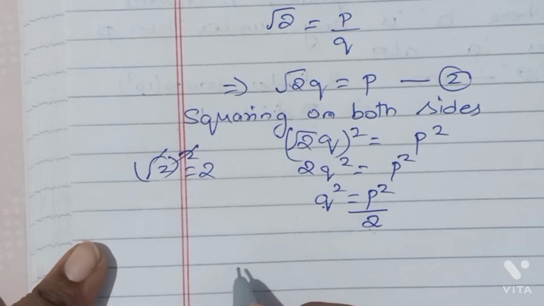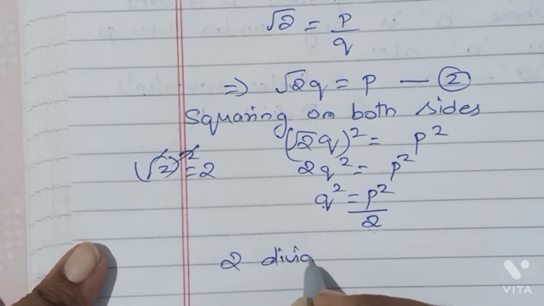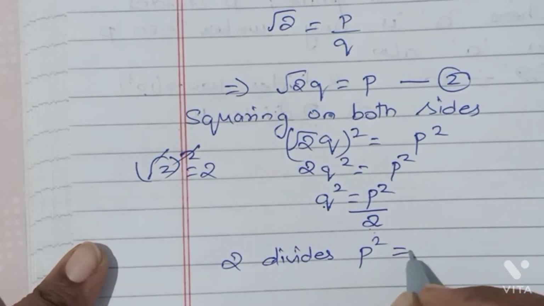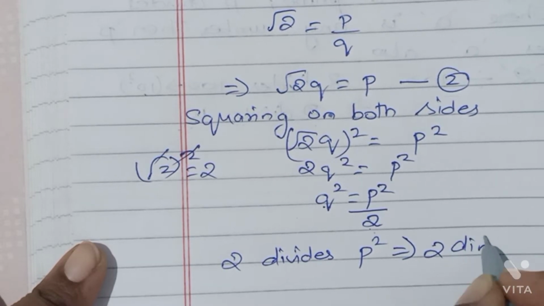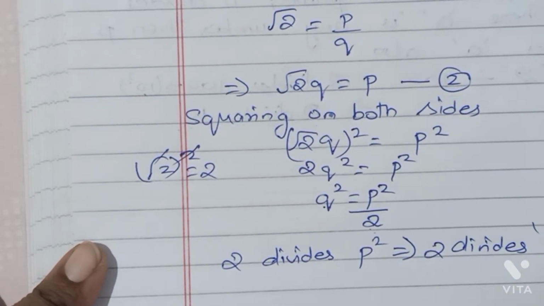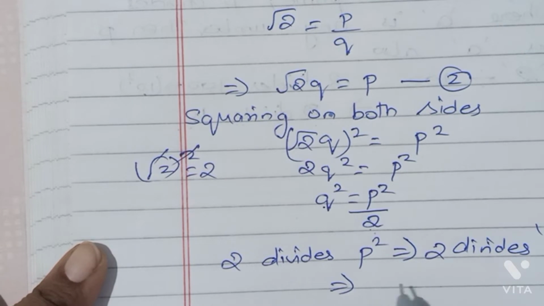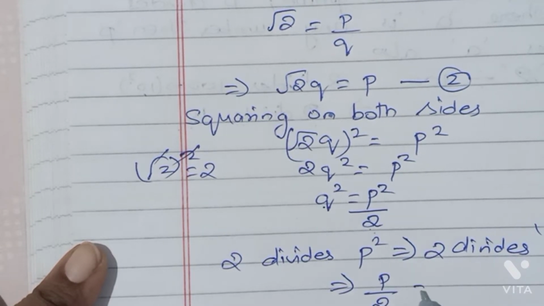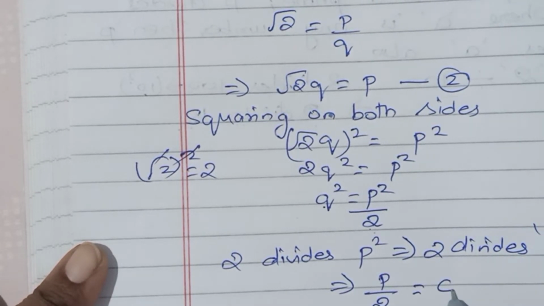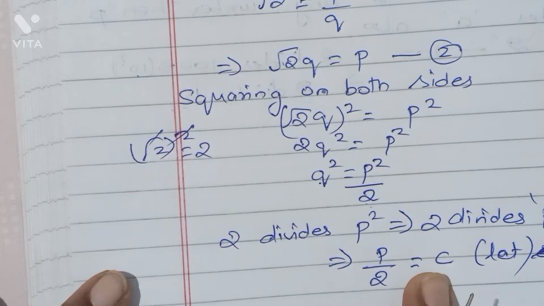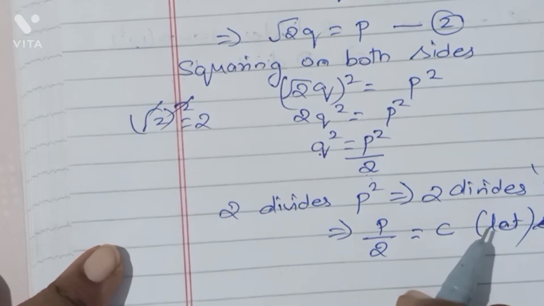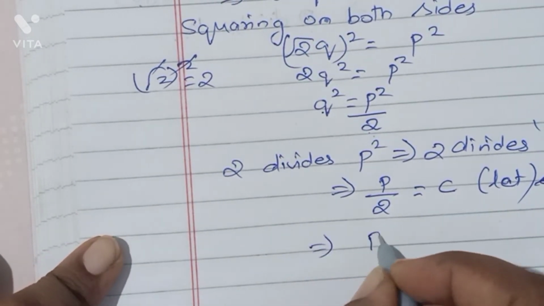So if 2 divides P square, this implies 2 divides P also. So that we can write P by 2 is equal to some C. Let us say P by 2 is equal to some C. Now we can write P is equal to 2C.